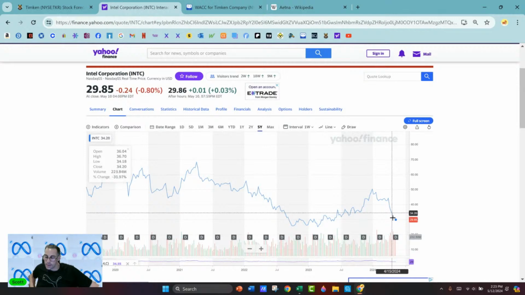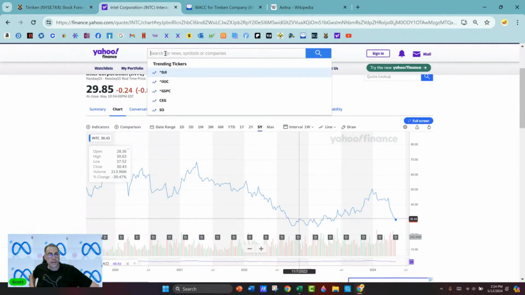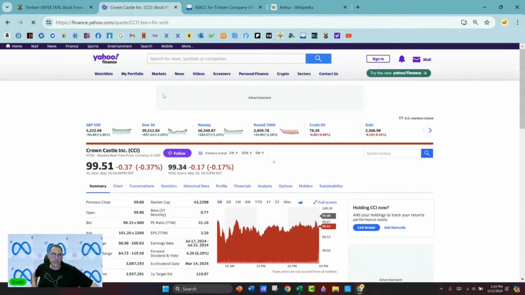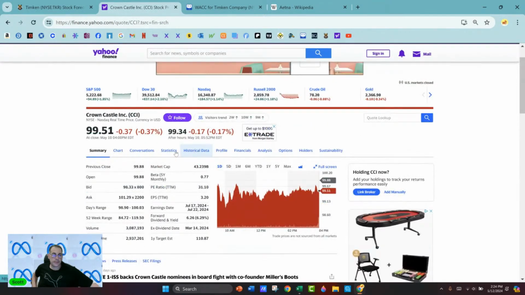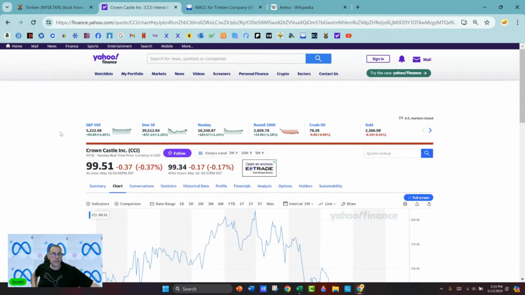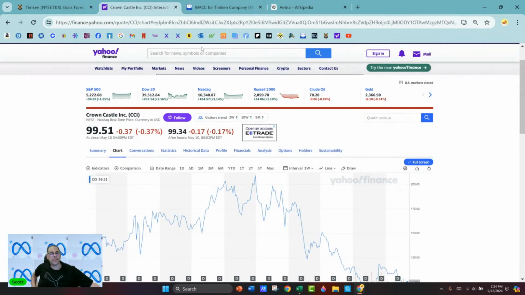AT&T is a zombie corporation. They get sued every quarter. I'd rather buy CCI versus AT&T. The REIT, Crown Castle. I was thinking you meant the Carnival when you said CCI.